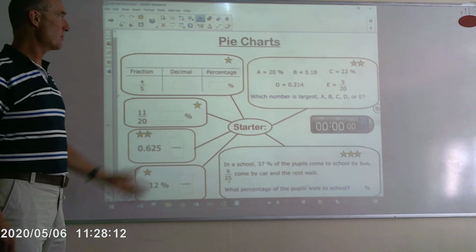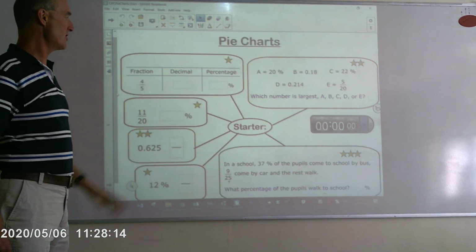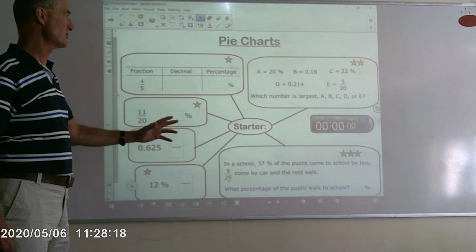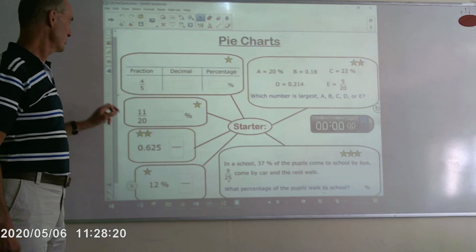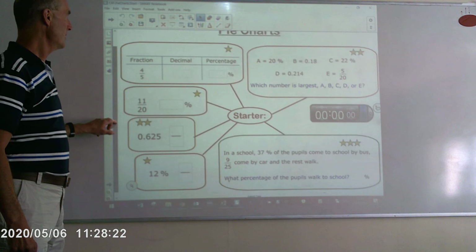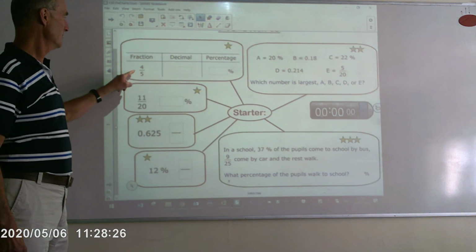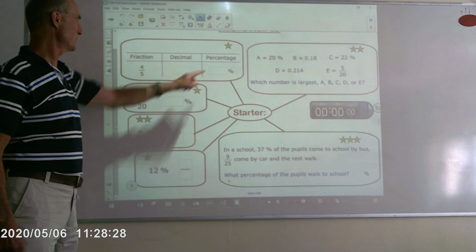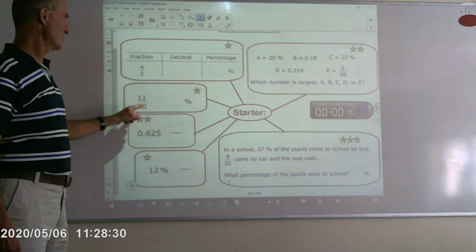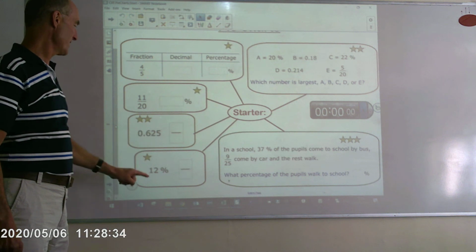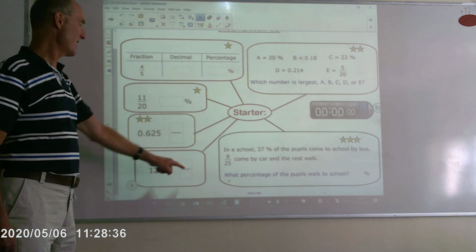Hello there Year 10, what we're going to be looking at today is pie charts, but a little bit of a starter activity for you on fractions and percentages, just to give you a go. So pie charts, fractions: 4/5 as a decimal and as a percentage, 11/20 as a percentage, 0.625 as a fraction, 12% as a fraction.